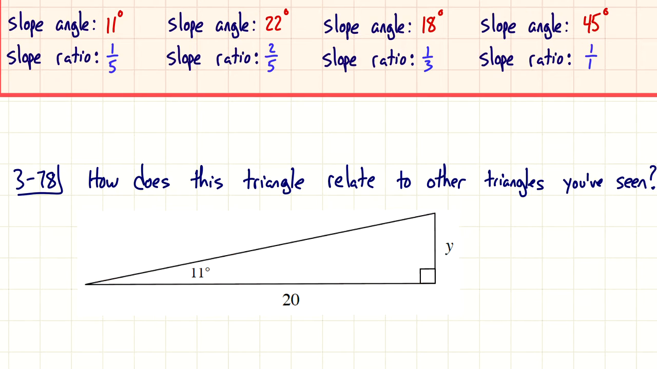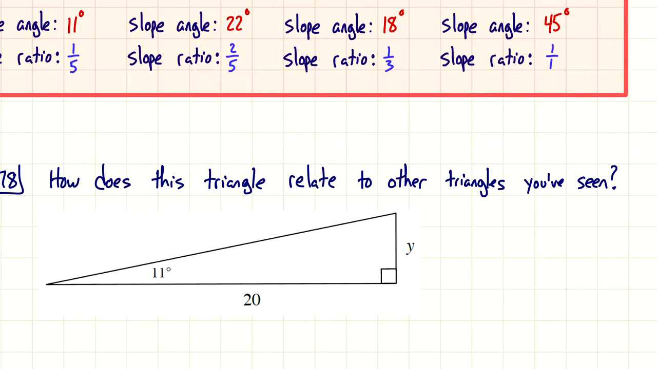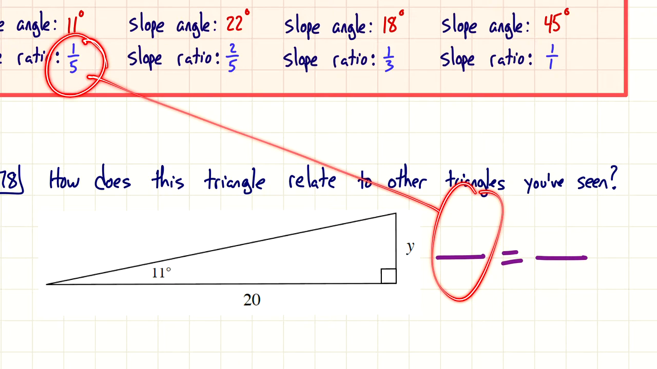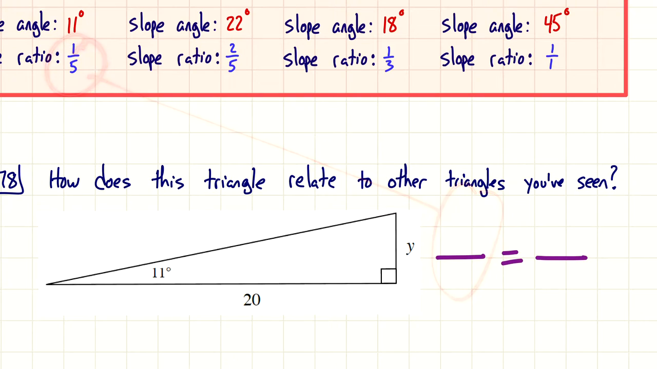Okay, so I'm going to set up a proportion, and I'll set it up on this side. A proportion, again, is just two fractions equal to each other. The first fraction is going to be the slope ratio of all the other triangles with 11 degrees. That's where we look here, and this measurement is coming from here. I'm just going to copy this fraction because it should work for all 11 degree slope triangles. So this is going to be 1 over 5.